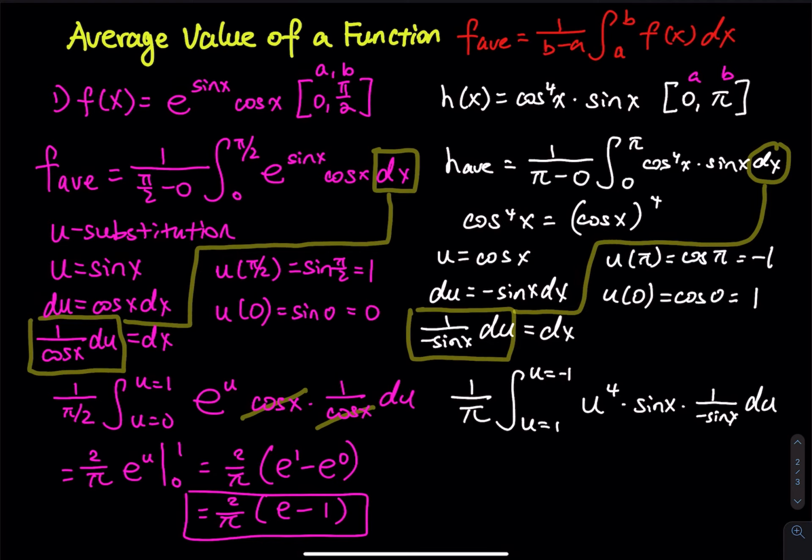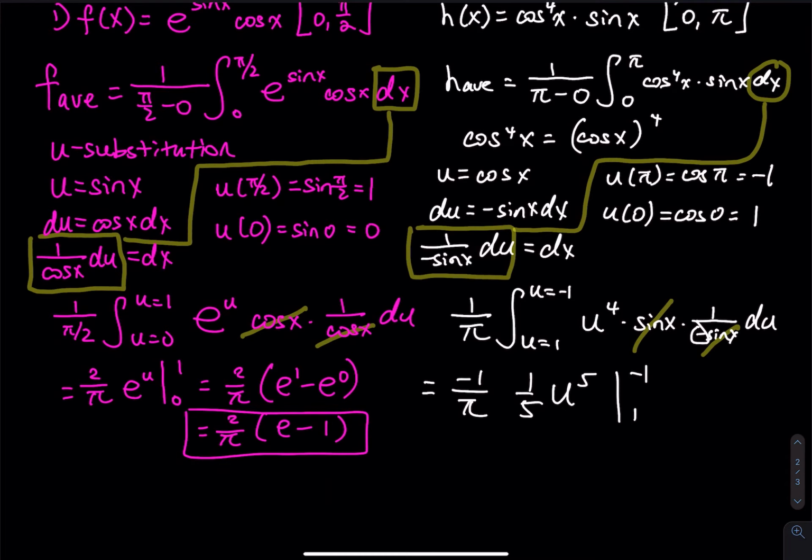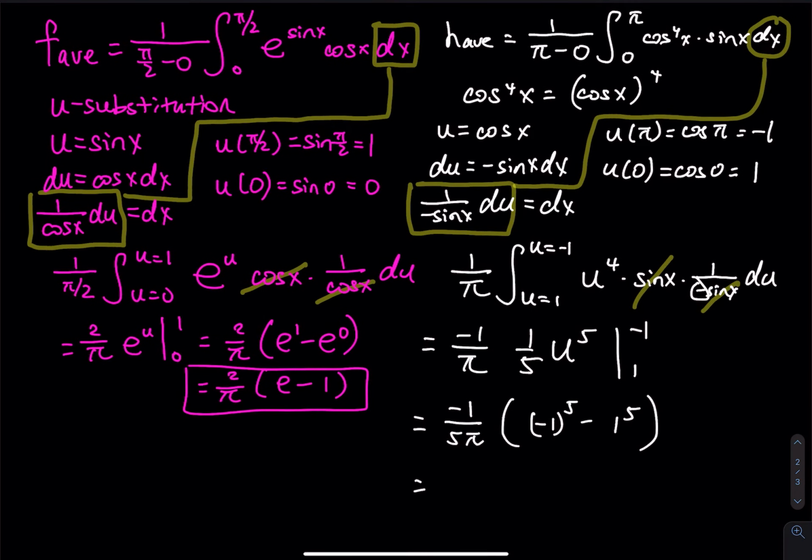So the sine x will be cancelled. Get rid of the sine x. We still have a negative. So we have a negative 1 over pi. We just take this negative out. And then the integral of u to the 4th is u to the 5th over 5, u goes from 1 to negative 1. Okay, and then you have negative 1 over 5 pi, and then you have negative 1 raised to the fifth minus 1 raised to the fifth. Then that will be negative 1 minus 1, which equals negative 2. Negative 2 times negative 1 equals 2. Then you have 2 over 5 pi. So this is the average value of the function.